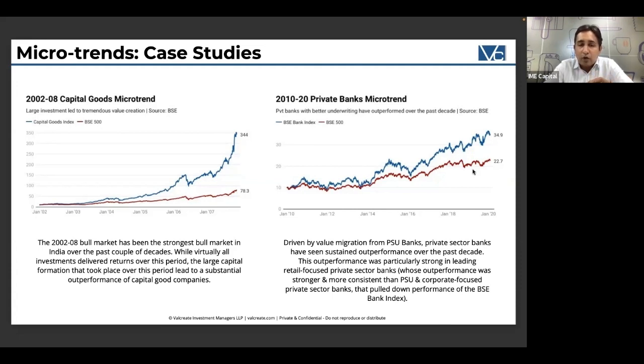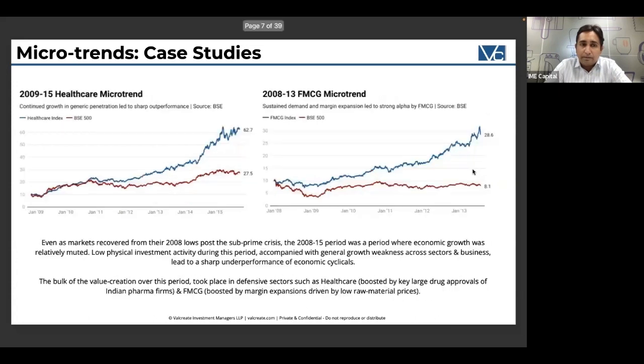The whole point is that there are always these underlying trends that you can identify. What was happening in, for example, private banks was a very clear value migration from PSU banks, which were struggling for capital and struggling in terms of the general dynamism of the organizations themselves. These large PSU banks were really not able to grow. A large amount of market share shifted towards private sector banks, and this is what helped them outperform so significantly. You saw something similar in healthcare between 2009 and 2015, and in FMCG between 2008 and 2013.